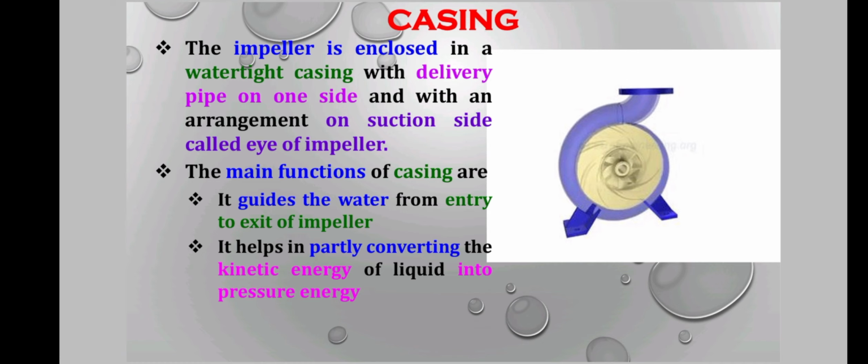Casing. The impeller is enclosed in a watertight casing with a delivery pipe on one side and an arrangement on the suction side called the eye of the impeller. The main functions of the casing are: it guides the water from the entry to the exit of the impeller, and it helps in partly converting the kinetic energy of the liquid into pressure energy.